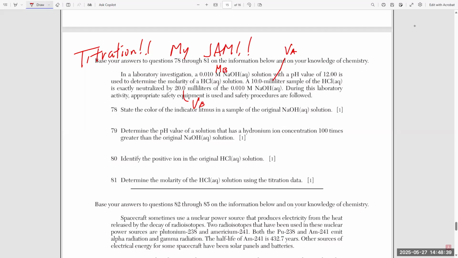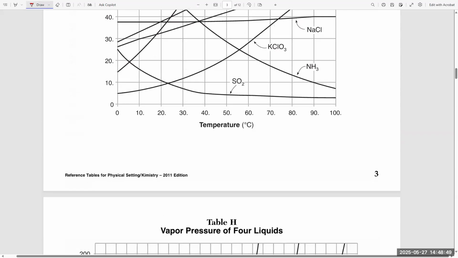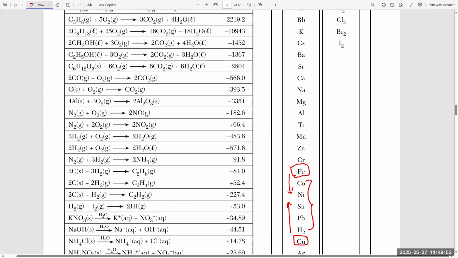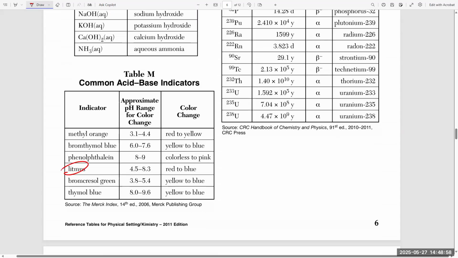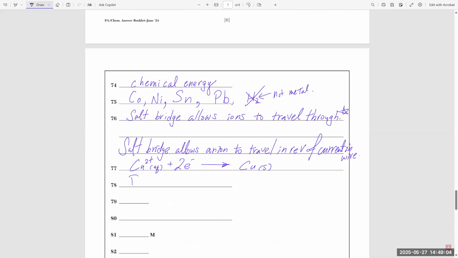See the color of the indicated litmus paper and the original NaOH. That's basic. That's base, right? So what do we know? Just go to the litmus paper. Some of you might have remembered this, right? If you go to acid base, there it is, litmus. Base is blue, right? So that's literally what you write, blue. Okay.